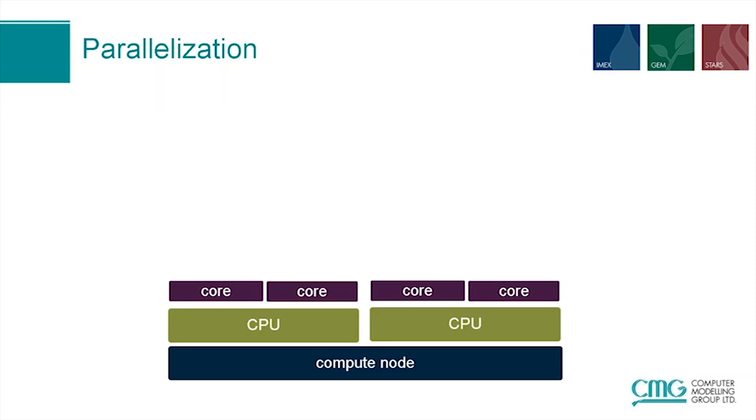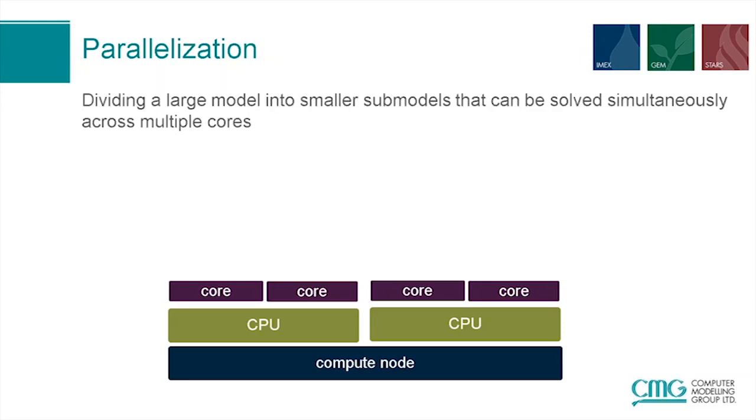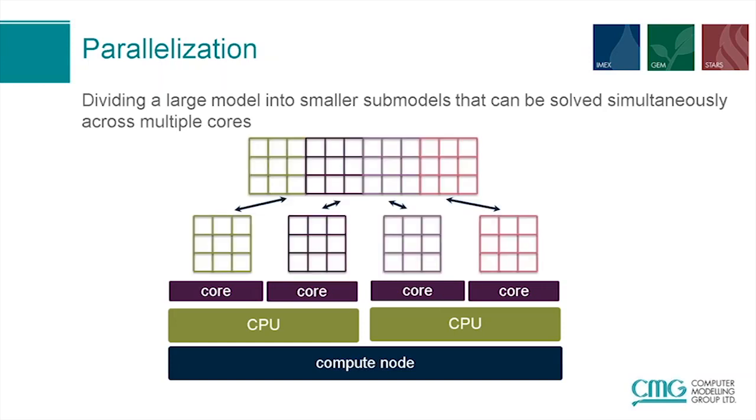Right? Now within each CPU, we have cores. Cores are individual threads, and these cores can either act independently or in conjunction with other cores within the same CPU and within the same compute node. So parallelization, in the simplest form, is dividing a large model into smaller submodels that can be solved simultaneously across multiple cores. So here we take a very large model, we break them into smaller submodels that can be solved on the individual cores.